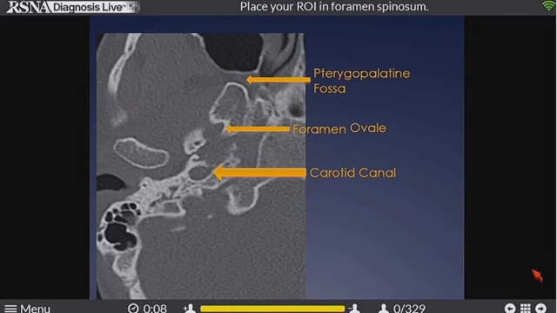All right, another touch question. I would ask you to place a region of interest here in foramen spinosum. And again, I'm helping you, kind of put a couple others out on the images for you. Pterygopalatine fossa up in front, foramen ovale, there's carotid canal.